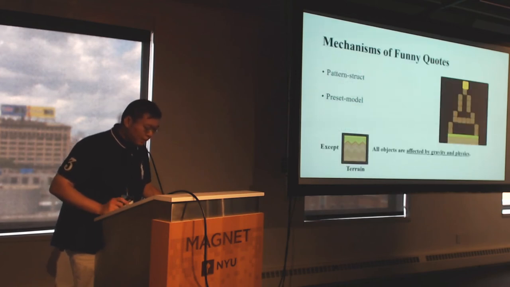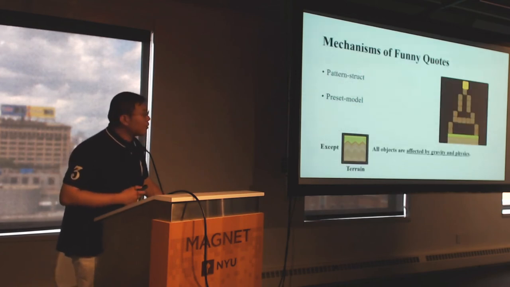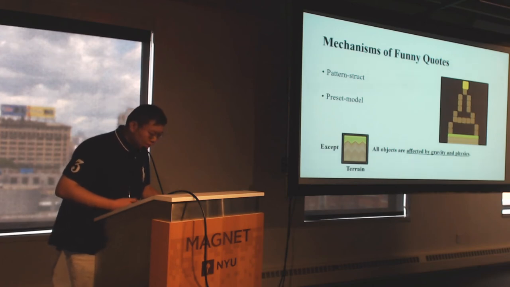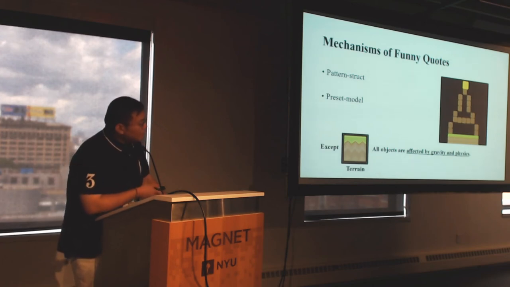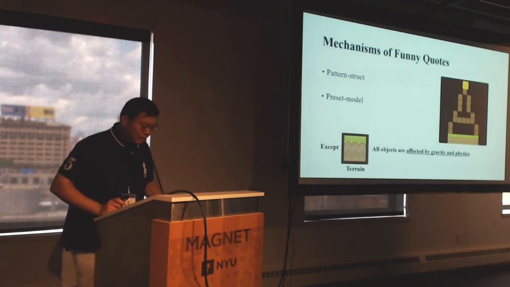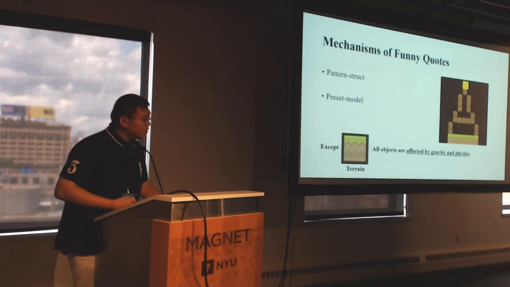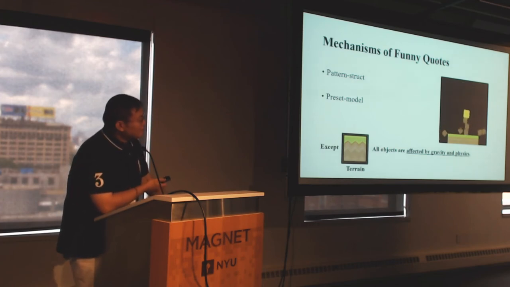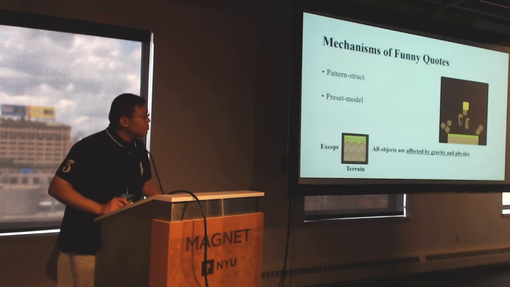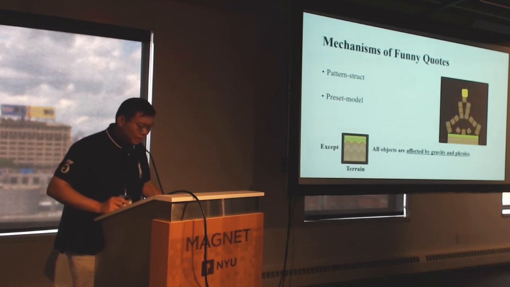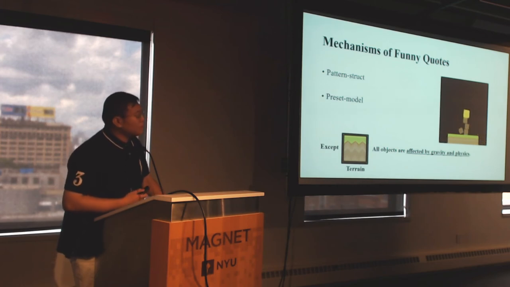In this game, all objects are affected by gravity and physics, except an object named terrain. As a result, care must be taken to generate a character. If not, it will be like this. So in order to implement a stable character, we employed two approaches, the pattern struct and the preset model.